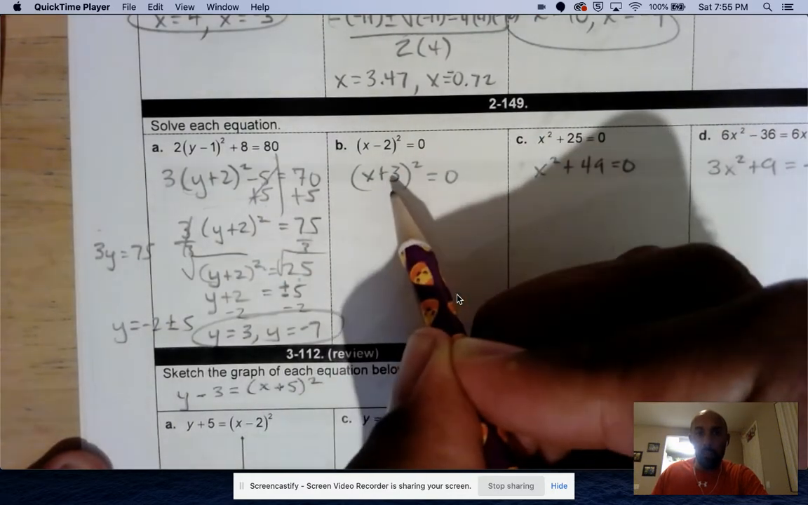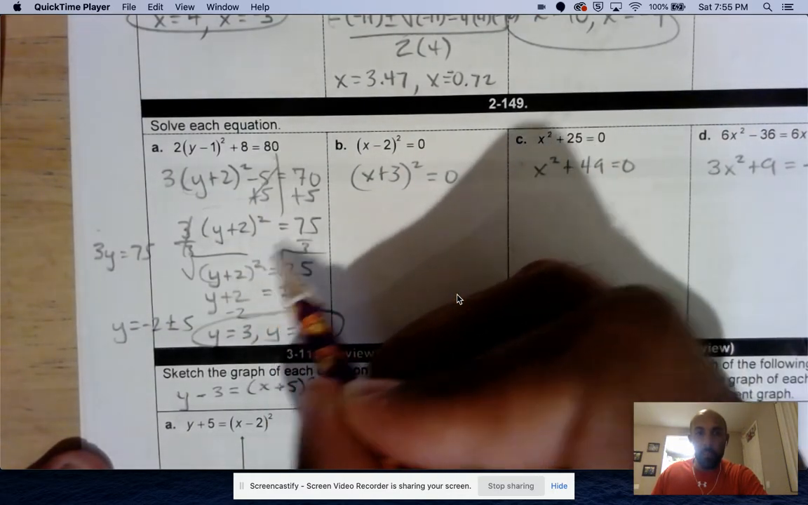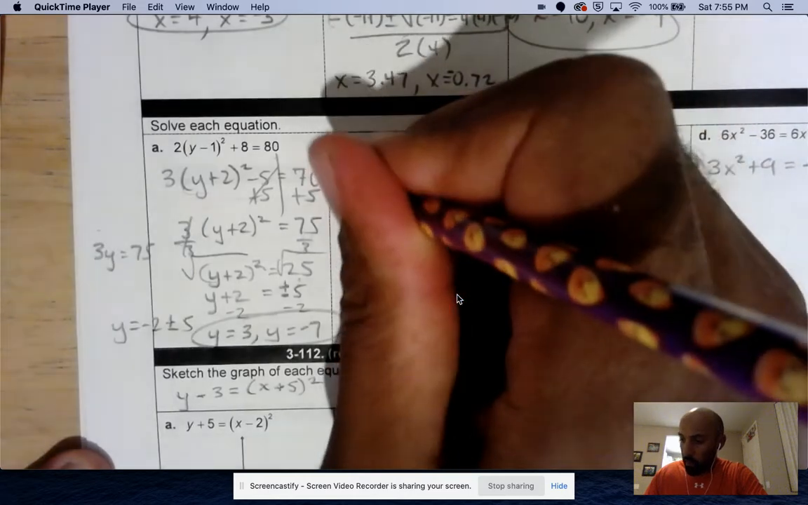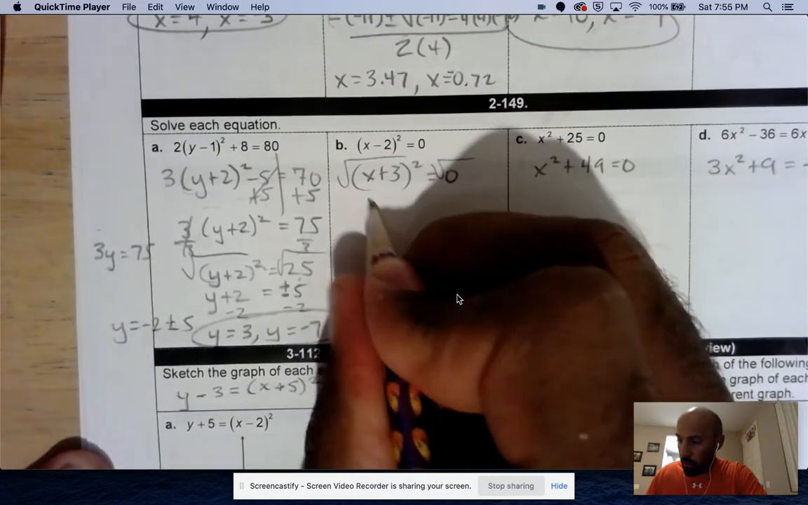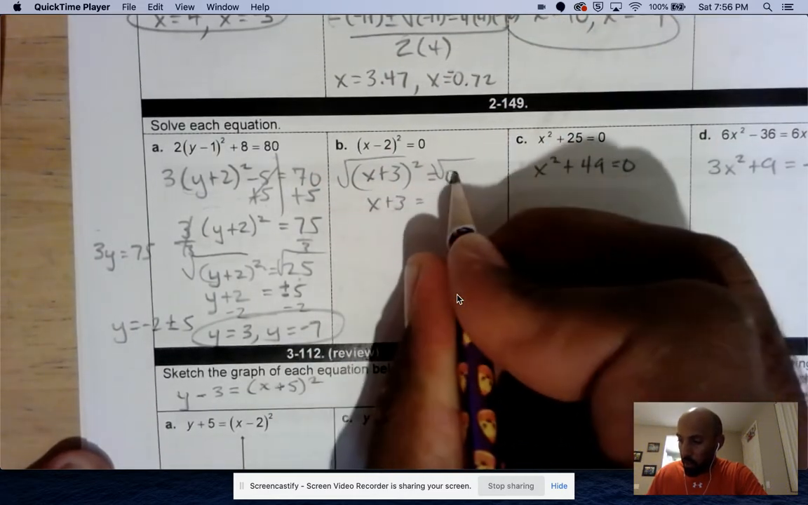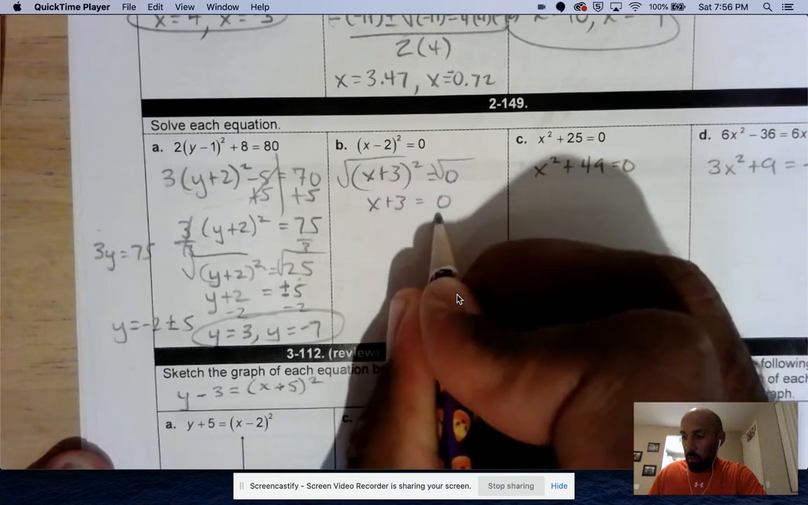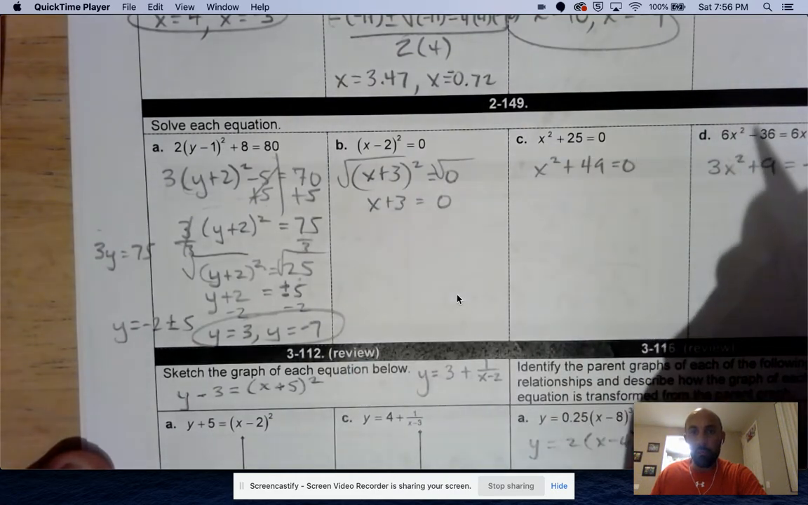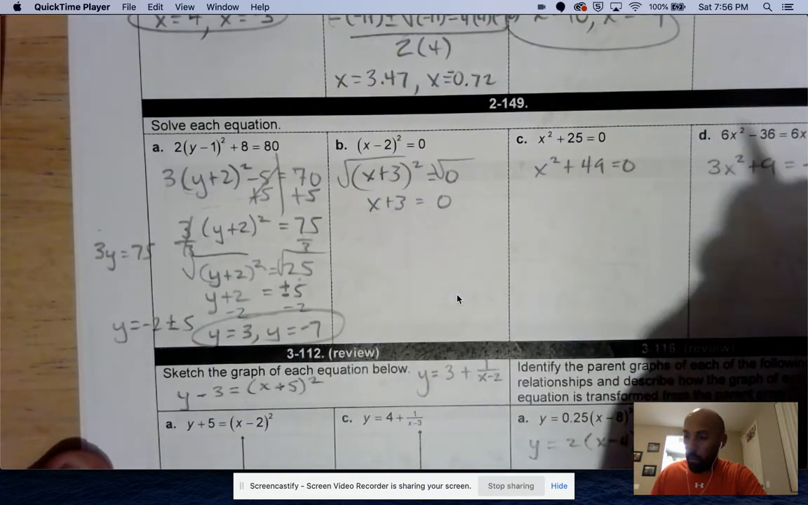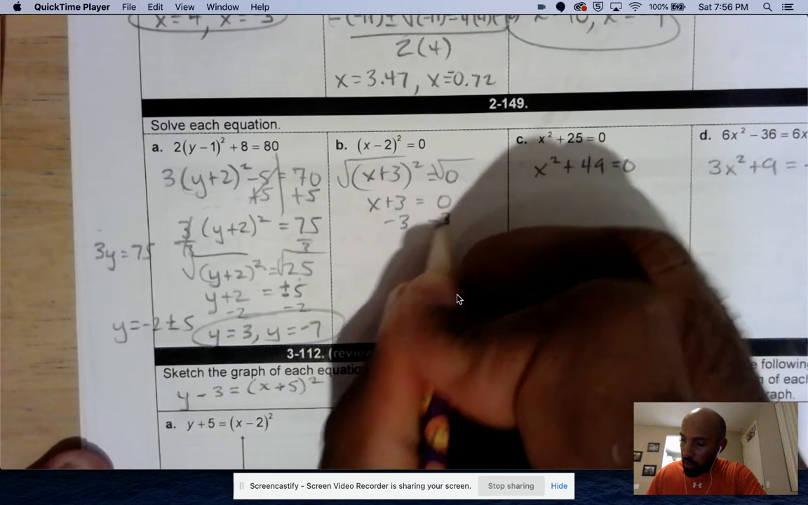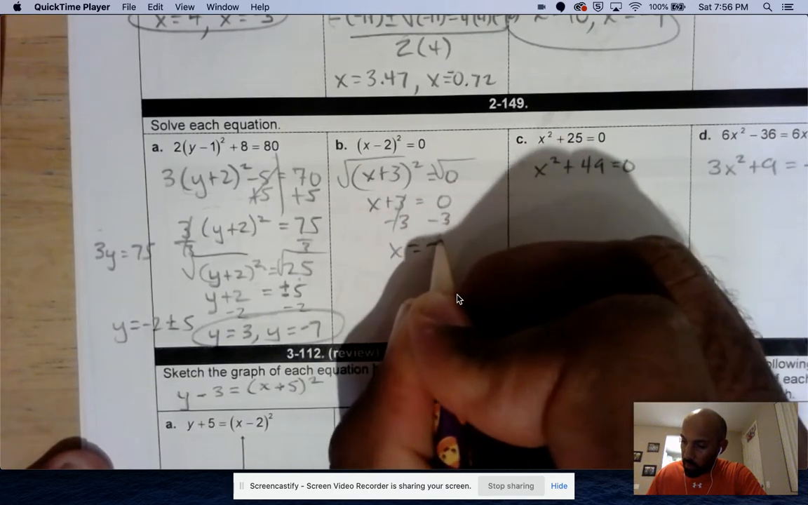Okay, so now this one is very similar to when we get to this step, except it's already set up. So all I got to do is square root both sides. So I get x plus 3. And when I square root 0, it's just 0. There's no plus and minus 0. You can't have a negative 0 or a positive 0. It's just 0. So now all I do is subtract 3. And x equals negative 3.